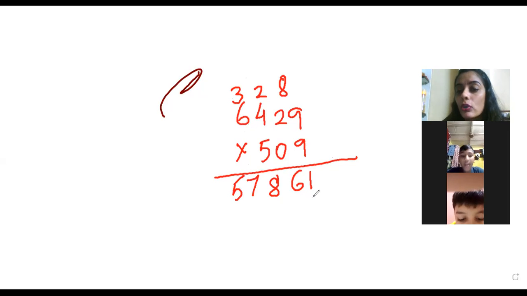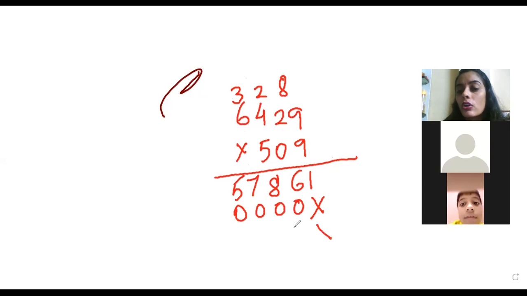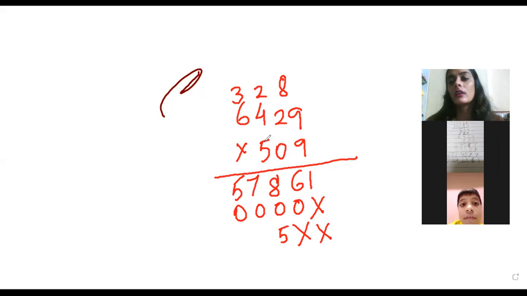7. Then we will put cross here, right? Then zeros are 0 0 0 0. Then we will put 2 crosses. Then 5 9s are, can't you hear me? Okay, okay. Now 5 9s are, Kedar, now you just check and then let me know whether you rectified it or not. Okay.